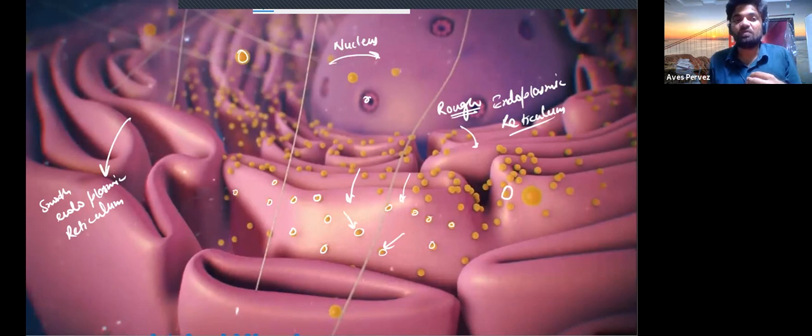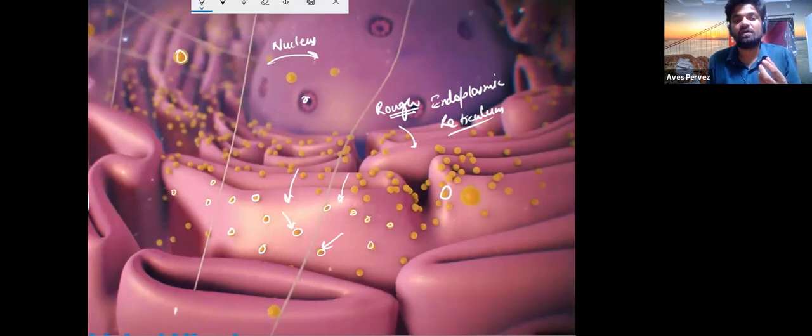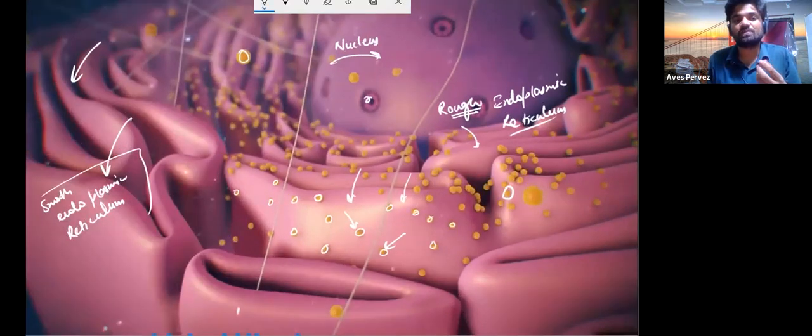And the one with which no ribosomes are attached, the smooth endoplasmic reticulum, is responsible for the production of lipids only. No protein synthesis takes place here, because the main protein synthesis takes place with the help of the ribosomes. Ribosomes are responsible for the production of protein.